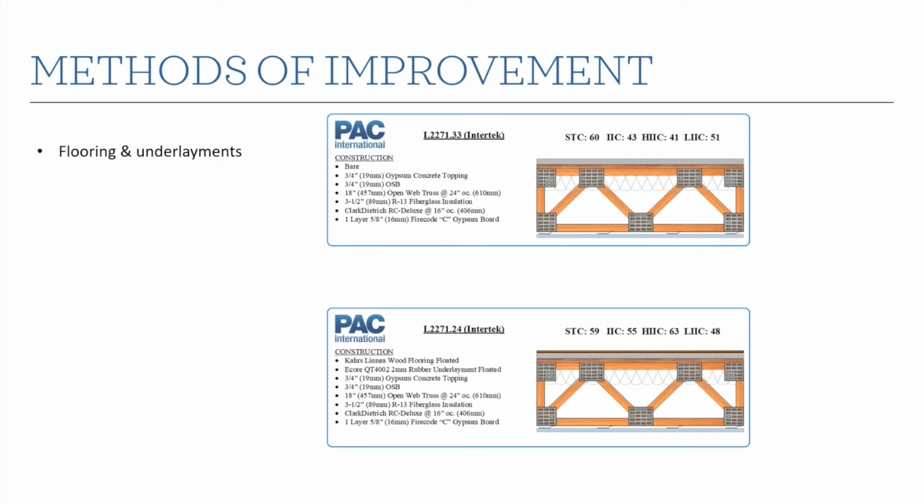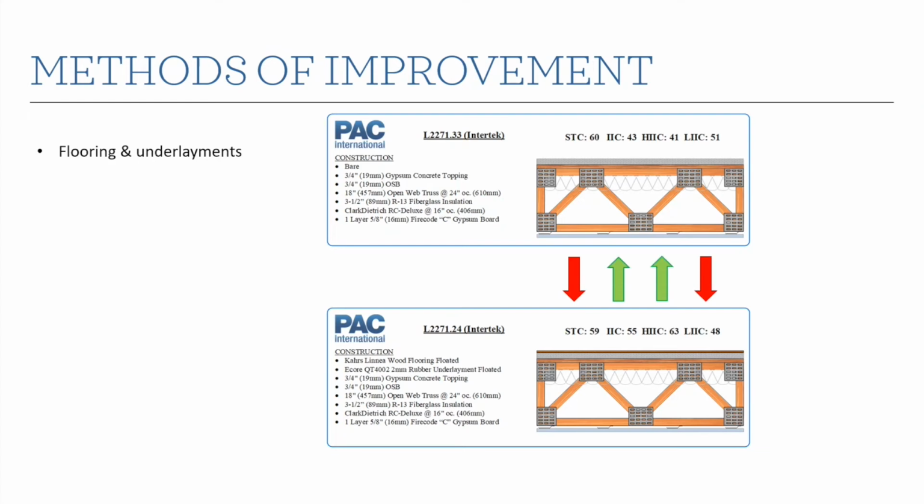So for all of these, I'll have two assemblies. The upper assembly would be the base, and the lower assembly has whatever the change is. And I've presented the STC, IIC, HIIC, and LIIC ratings for all of these. And we'll see how they change. So this is an open web truss assembly, pretty standard. And the only thing we've changed is on the bottom, we've added flooring and underlayment.